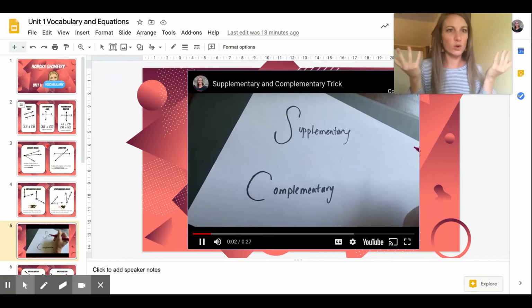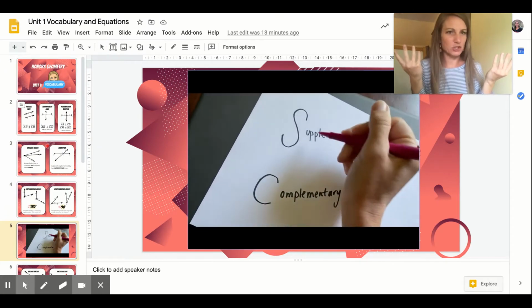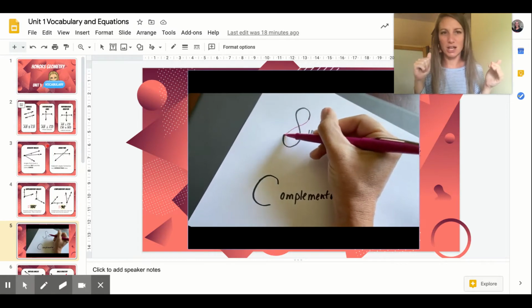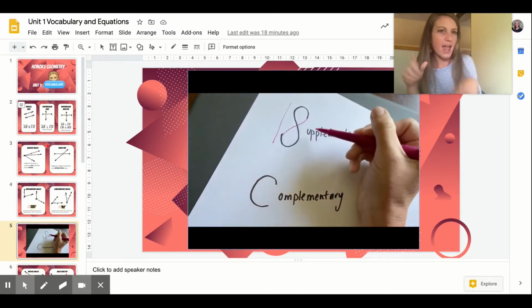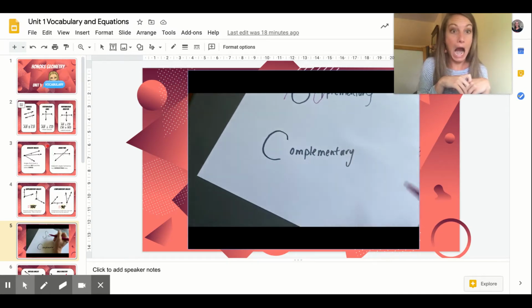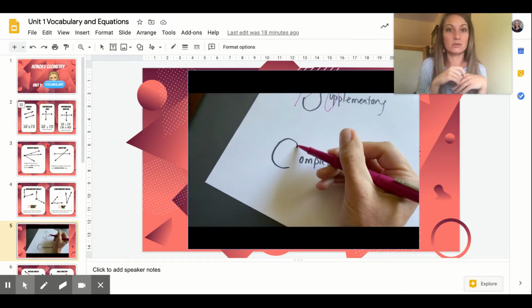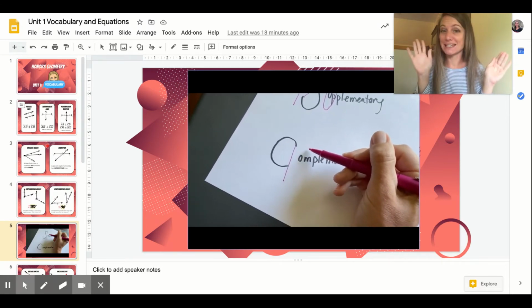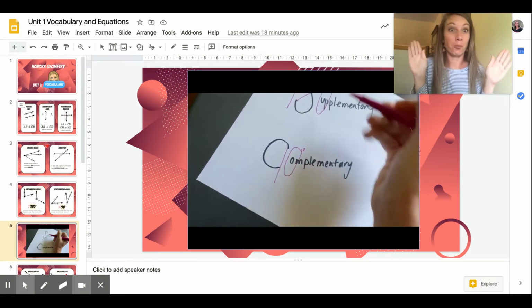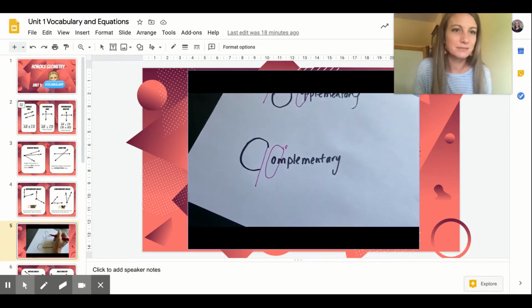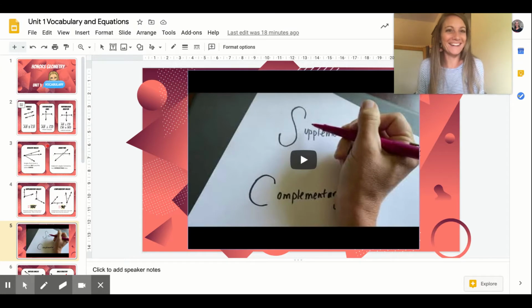Okay, quick way to remember supplementary and complementary. Is S in supplementary? Check it out. I can connect these guys right here, and then I put a 1 here, and I put a 0 here. 180 degrees. Crazy business. Complementary, they add up to 90. Oh my gosh, check that out. I can make that C and 9, and it is 90 degrees. So supplementary, 180, complementary, 90. Look at that. So simple little trick, right?